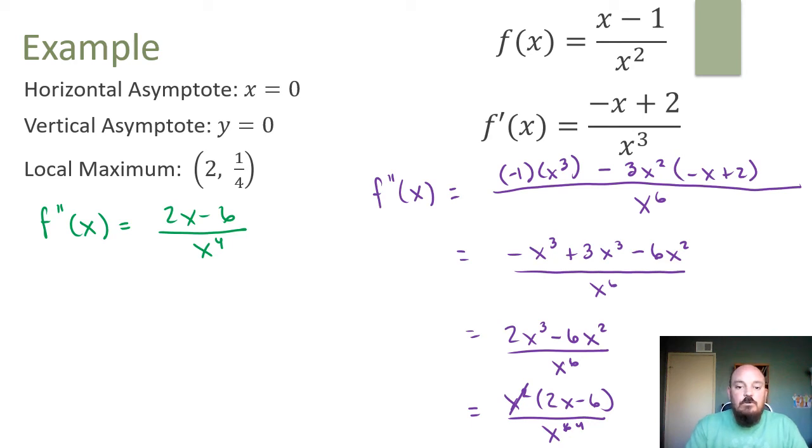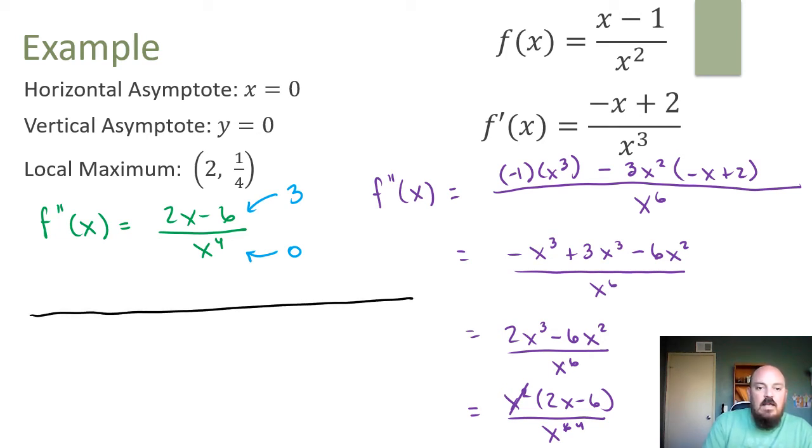Which means for critical numbers, I'm going to get 0 again, even though we know that's not going to be an inflection point, that's an asymptote. And on top, I would get positive 3. Yeah, 2 times 3 is 6. 6 minus 6 would give me the 0. So those are the numbers I'm going to test this time. I have a 0 and a 3. That creates my intervals.